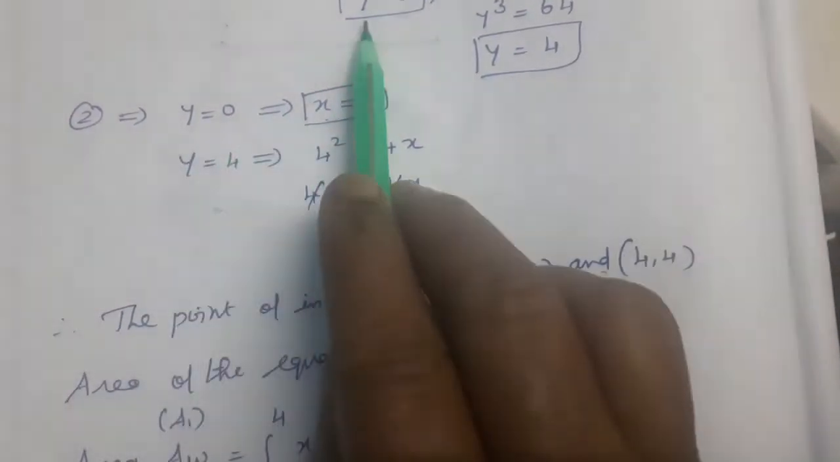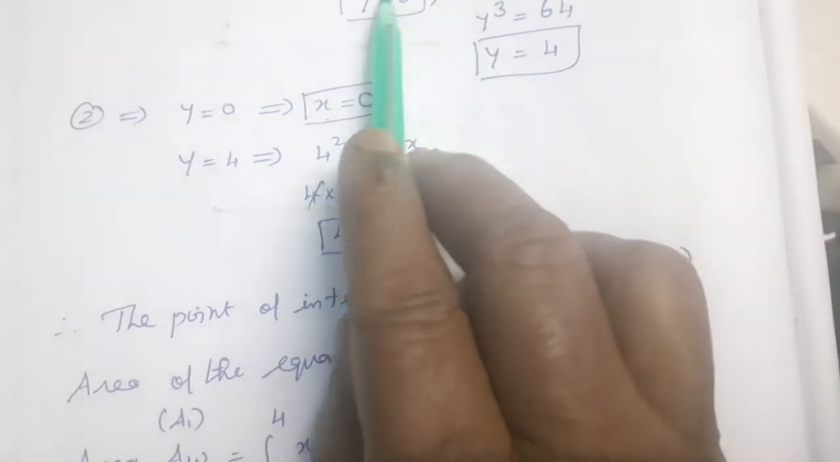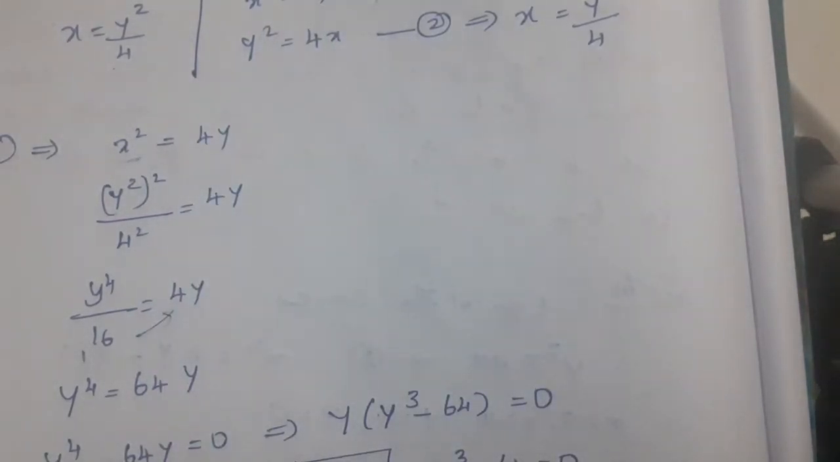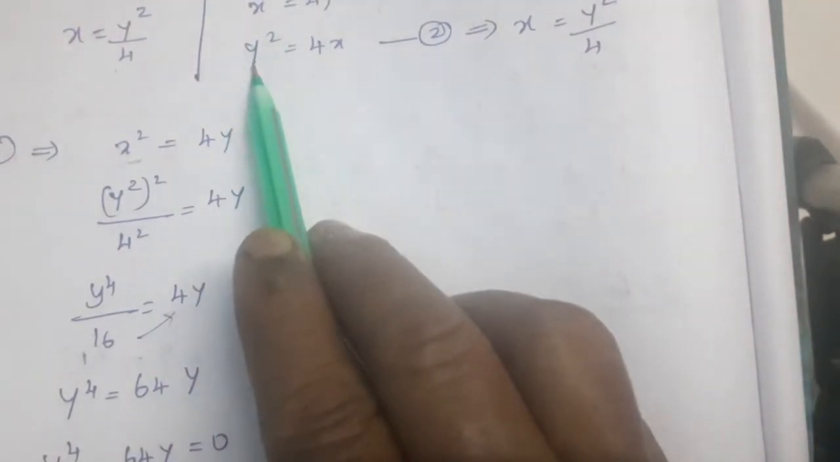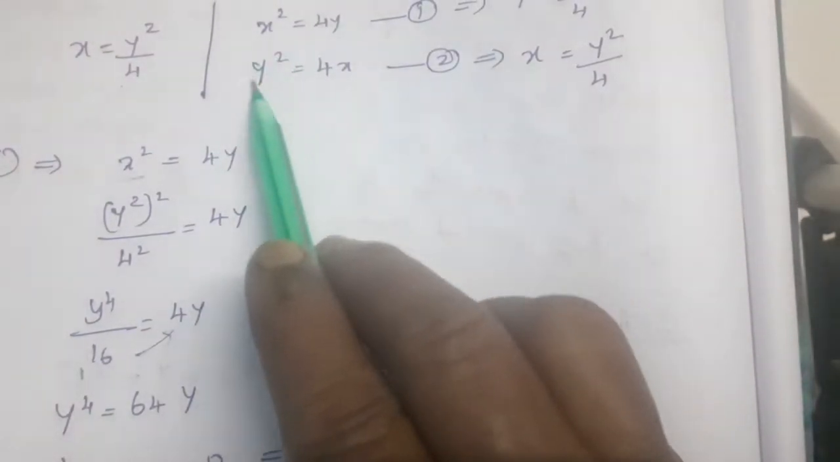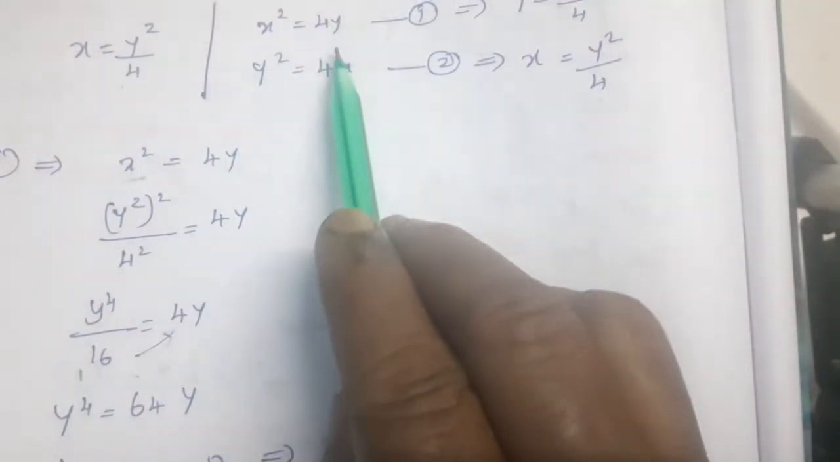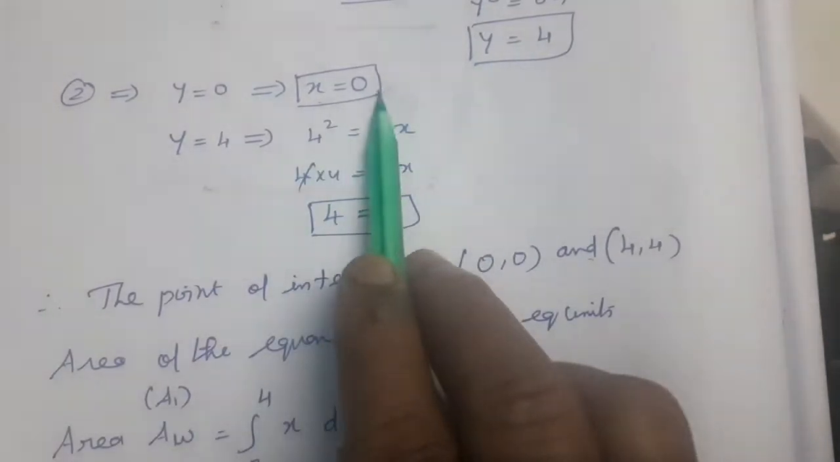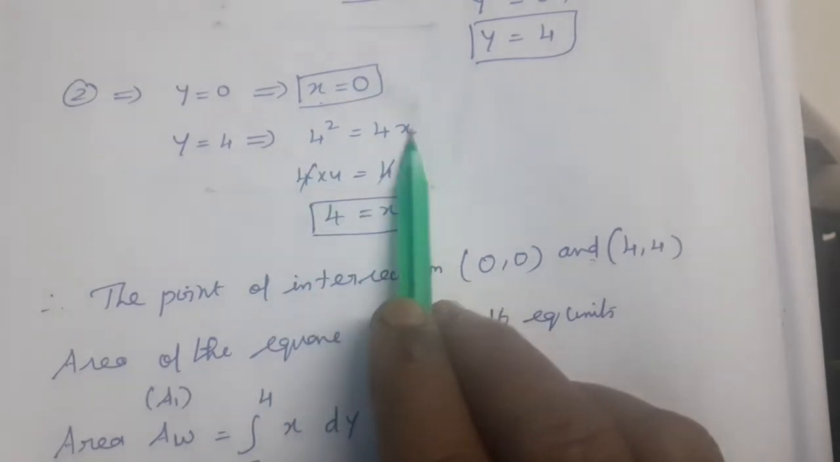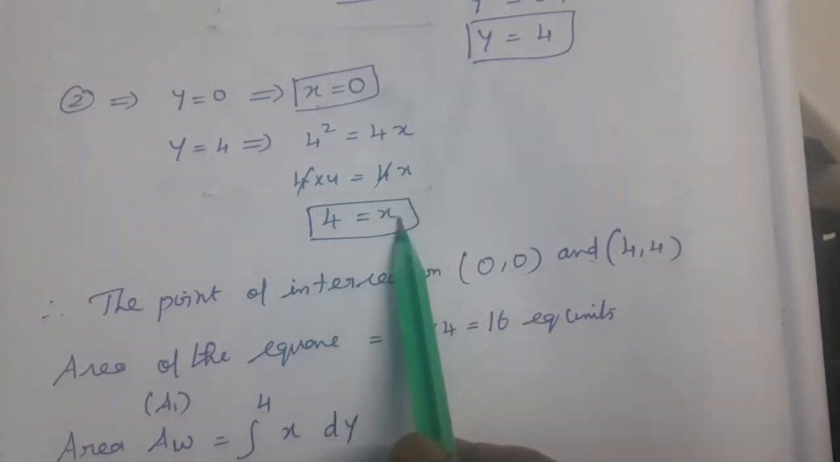So we substitute y equal to 0 and y equal to 4, getting the y value, in equation 1. Y equal to 0 means x is also 0. Y equal to 4 means 4 fours are 16, so 4x is equal to 16, which means x is equal to 4. Here y equal to 4 gives y square equal to 4x, we cancel 4, and x is equal to 4.